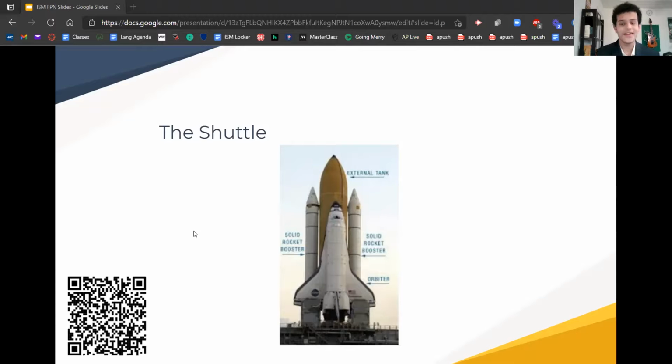This is the cool part. They were later recovered, examined, refurbished, and again reused. And even the orbiter was reused. So the reusability of the space shuttle rocket was a very unique aspect.